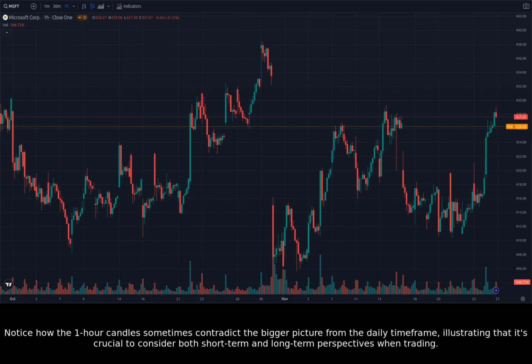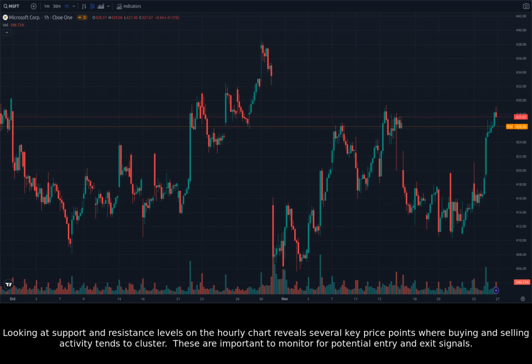Notice how the one-hour candles sometimes contradict the bigger picture from the daily timeframe, illustrating that it's crucial to consider both short-term and long-term perspectives when trading. Looking at support and resistance levels on the hourly chart reveals several key price points where buying and selling activity tends to cluster. These are important to monitor for potential entry and exit signals.